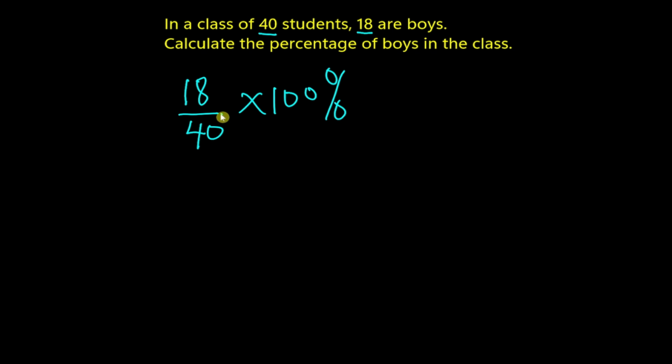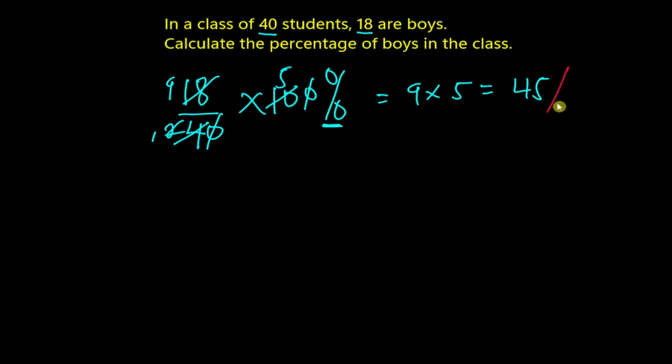Now this 0 cancels this 0. Over here 2 goes into 4 2 times and goes into 10 5 times, and then also 2 goes here 1 and then goes into 18 9. Finally we have 9 times 5, and 9 times 5 is 45, but always don't forget to bring the percentage sign. So 45%.